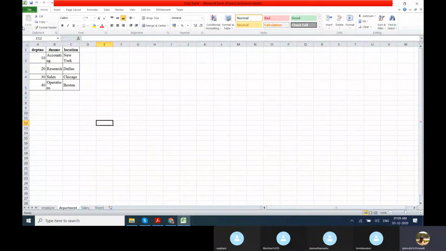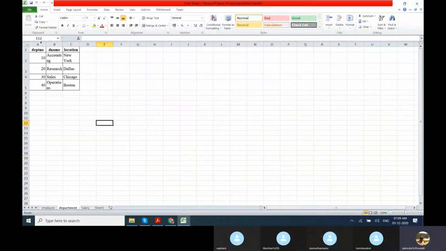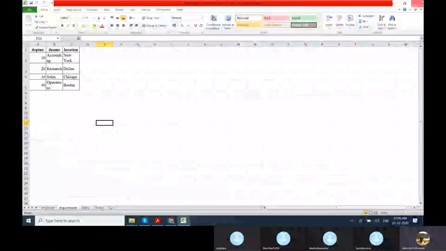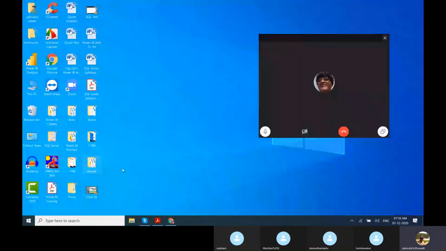See here, department number is 10, 20, 30, 40. Here the relationship is 10, 20, 30, 40. If you come to employee number, department number 20, 30, see here department number is repeating. So in the department table, department number is the primary key. In the employee table, department number is the foreign key. Okay, in this way we can identify. Here it is repeating, here it is not repeating. By seeing the data only, you need to recognize.